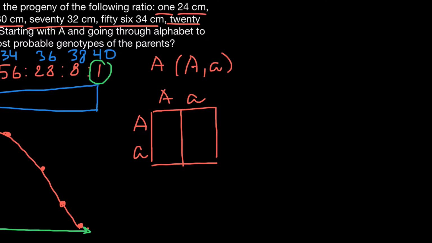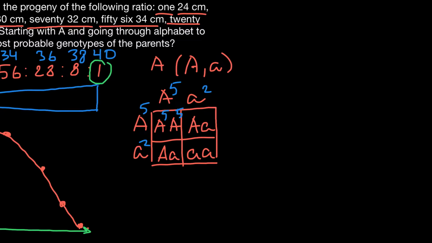For example, capital A capital A, capital A small a, capital A small a, and small a small a. Normally, you would say that this would produce two phenotypes, but here we have an additive trait. For example, the dominant allele, let's say, would add 5 centimeters to the plant height, and the recessive allele would add 2 centimeters. So let's take a look at what we are going to get here.